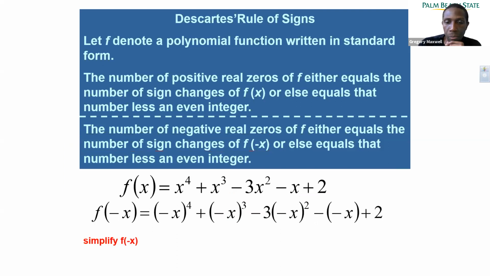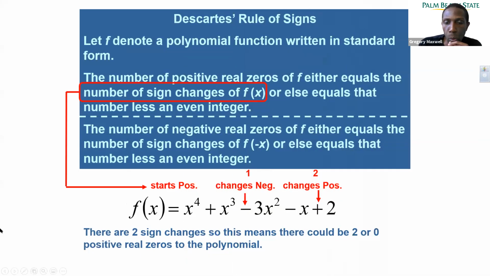If I plug in 1 into this polynomial, I get 1 plus 1 minus 3 minus 1 plus 2. That gives me 0, which means 1 is a positive 0. That means since I have at least 1 positive 0, I must have 2, because Descartes' rule of signs says I need to have 2 real zeros or none. I know it's not none because I have at least one of them, so 2 positive real zeros. So when I plug in 1, I got 0. So there should be another positive real 0 somewhere.